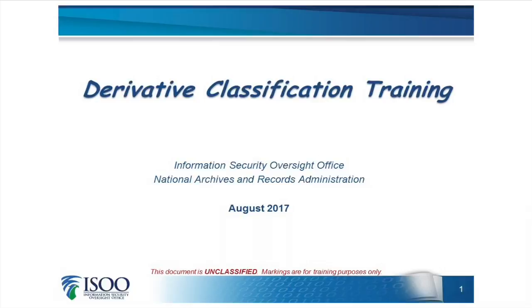My name is Peggy Ushman, and I am a Senior Program Analyst in Classification Management at the Information Security Oversight Office. With me today is one of our Program Analysts, Evan Corin, who also works in Classification Management and with the Interagency Security Classification Appeals Panel.